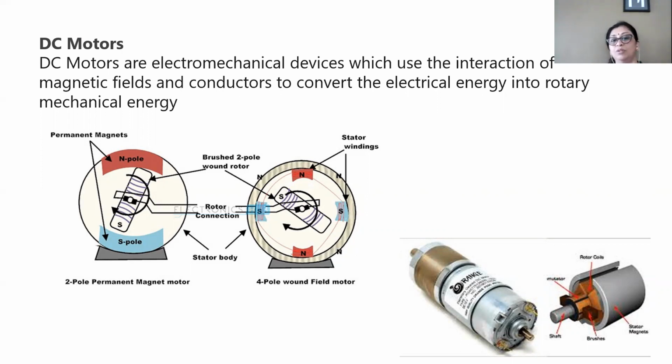Two type of motors we'll be studying. One is DC motor and another is stepper motor. So both working principles we are going to study. Already you might be knowing the working principle of DC motors. Do you know how it works?